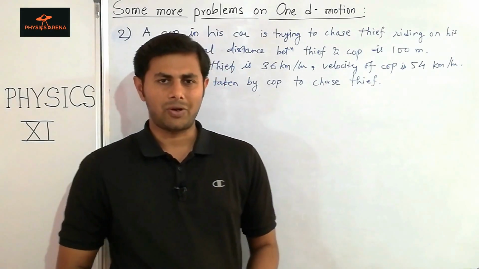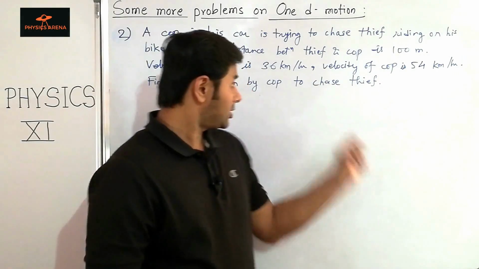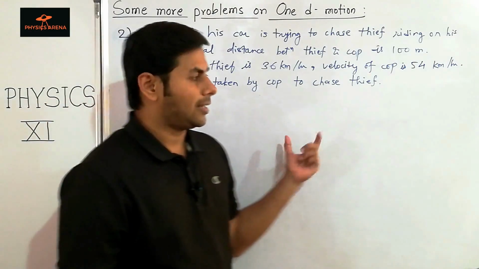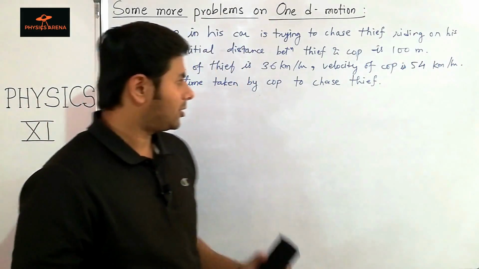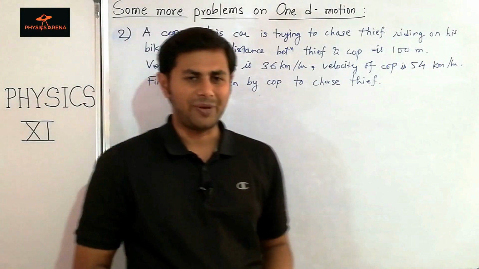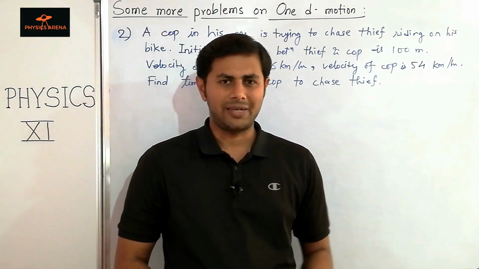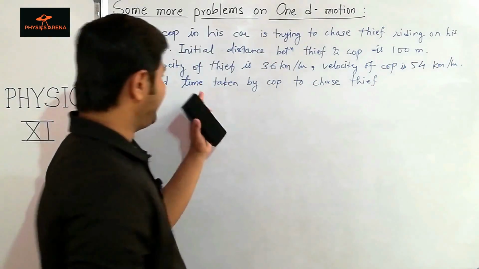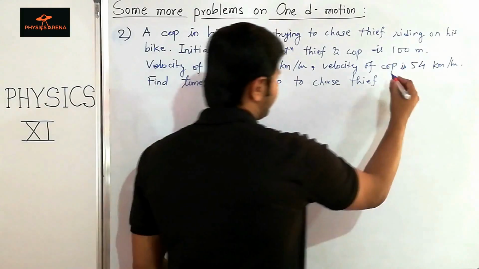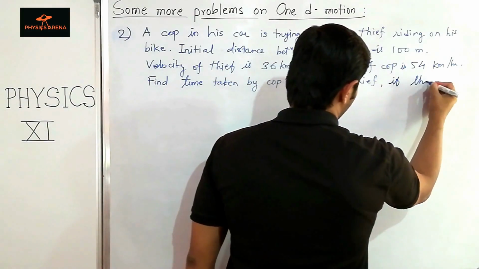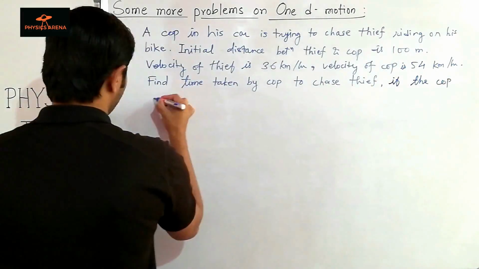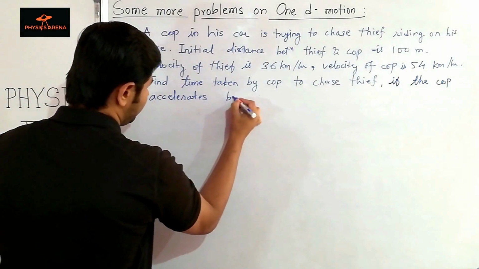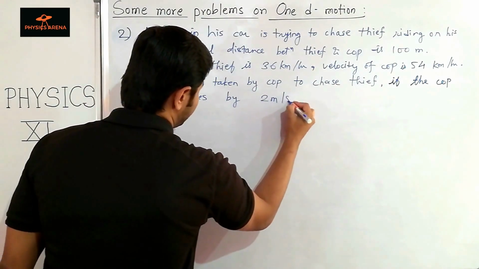Now let's see problem number 2. This is same as problem number 1, and I am going to introduce acceleration in the problem. So now suppose our cop, who is already fast enough, accelerates and becomes super fast. Okay, so find time taken by cop to chase thief if the cop accelerates by 2 meters per second square.